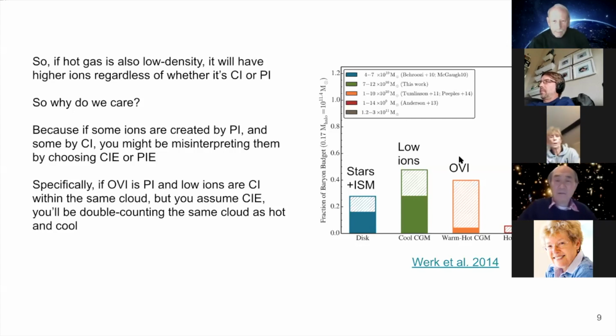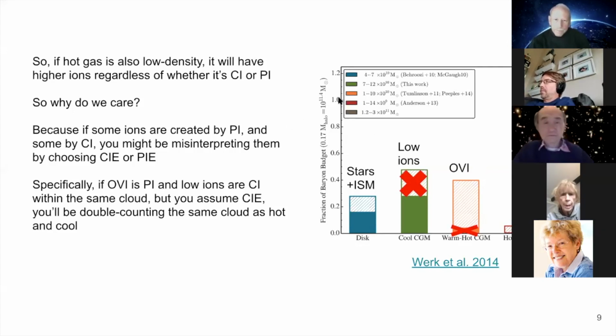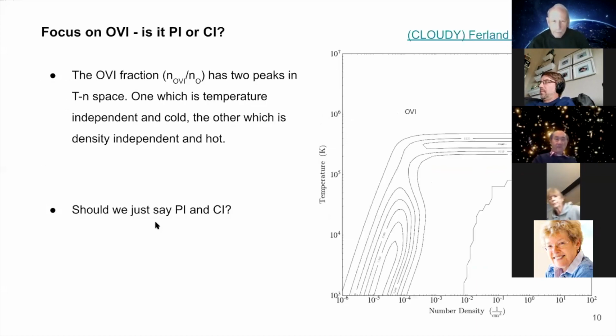But if you're double counting these, if you're looking at oxygen 6 and saying this is not the same kind of gas as you get low ions, you might have to cross out some of these. And so you'll get less overall gas as a function of the baryon budget than you think you would if you count all these separately. So what we're going to do is look at this image here.